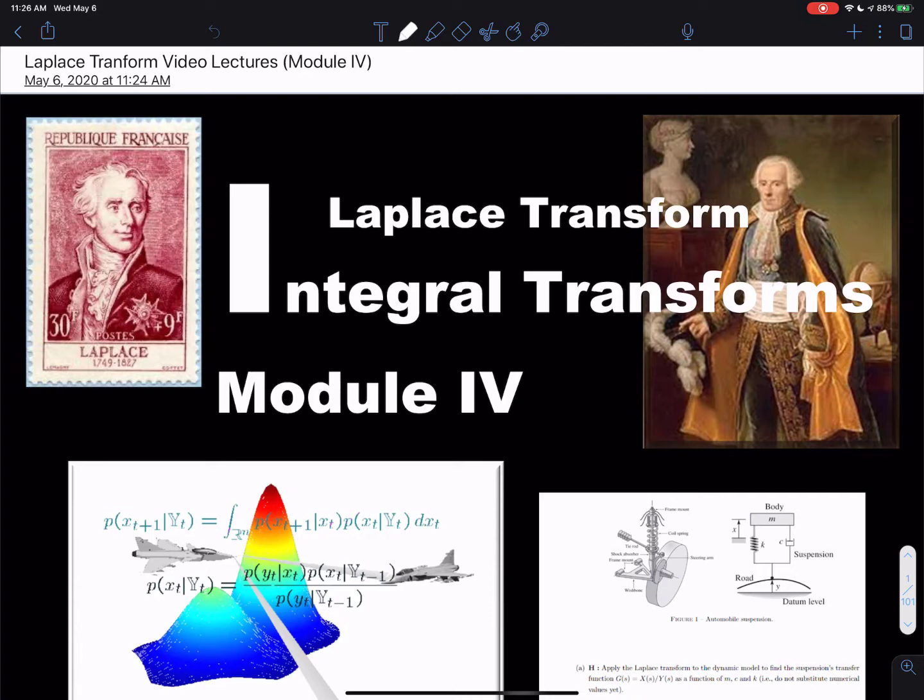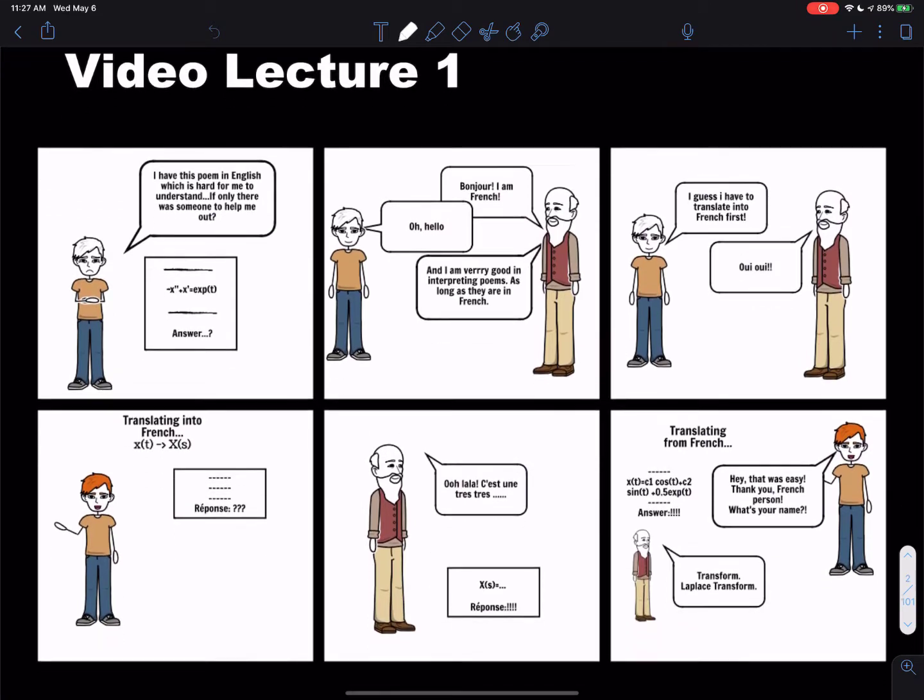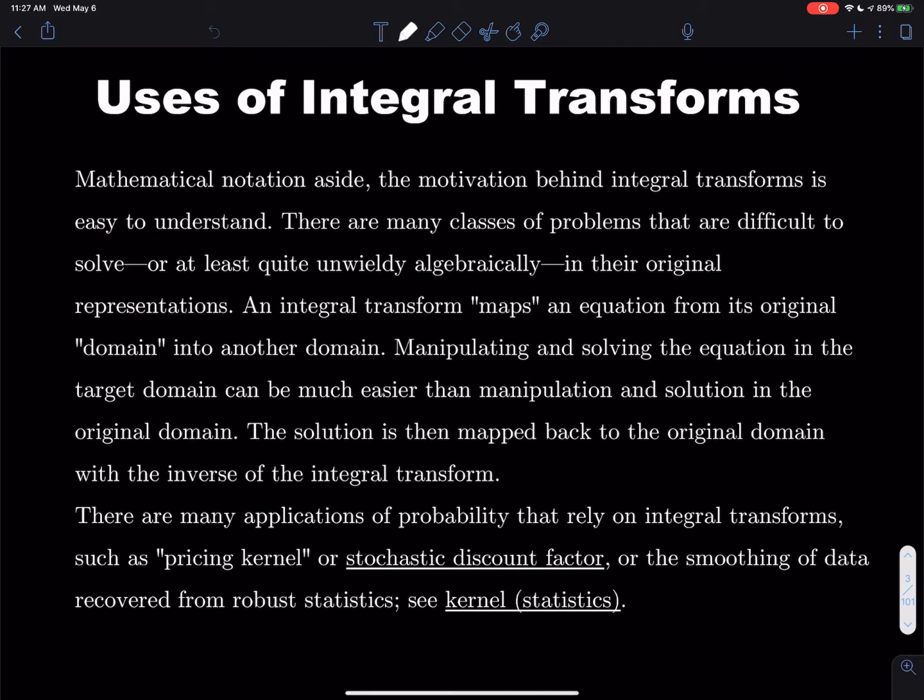We'll start our video lecture series with an intro to Laplace transform and what a transform is in general, and then we'll proceed to doing Laplace transform and inverse Laplace transform, and then ultimately the convolution. Laplace transform is one of the most popular integral transforms that is used by the engineering and the science world to tackle differential equations. I have a general use of integral transforms in general.